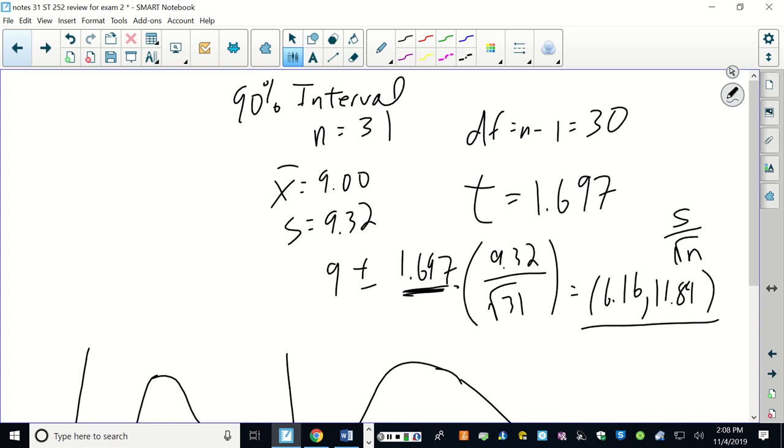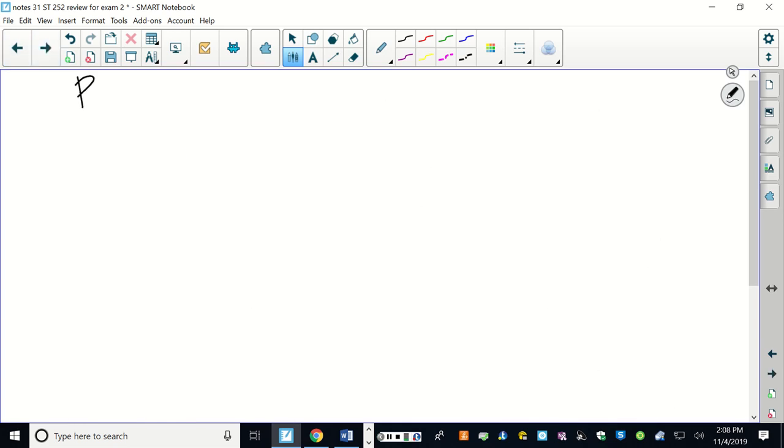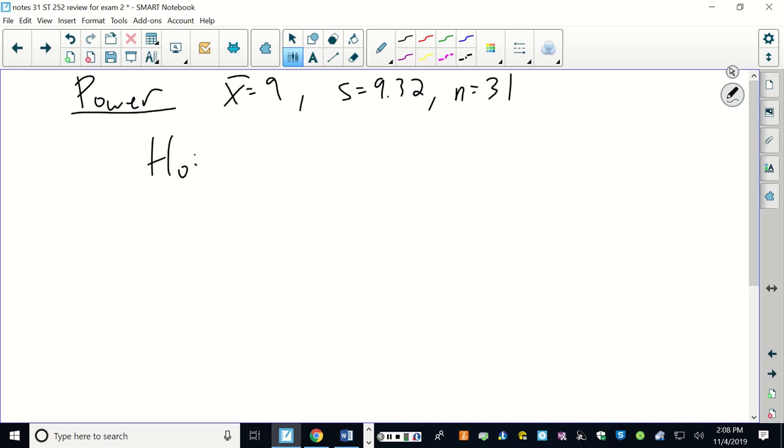One thing I didn't put on the practice problems was a question about power. So let's say x bar is 9, the standard deviation is 9.32, and we're going to have 31 people. If we had a null hypothesis unrelated to that other problem where it's 5, I'm doing 5 because that's what I have in my notes. When do we reject?